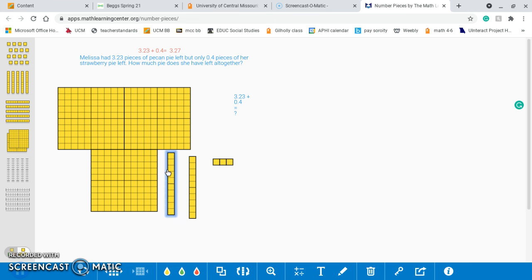So this might be what Melissa's pie looks like. She might just have some crumbs left over. It's a funny pie, but that's okay.